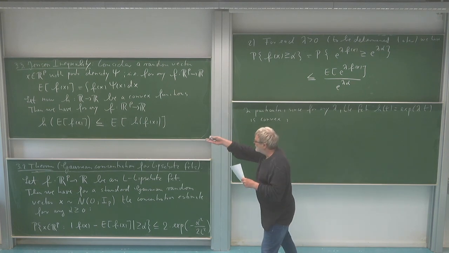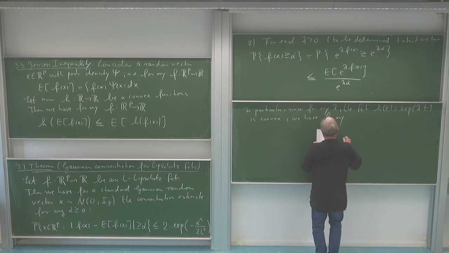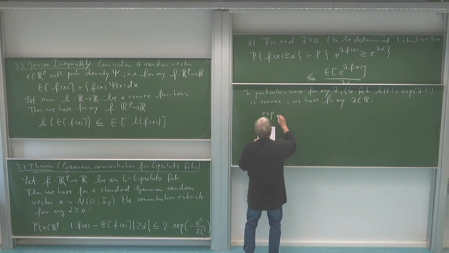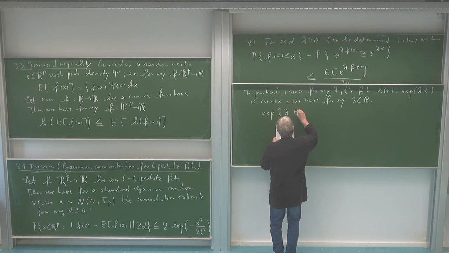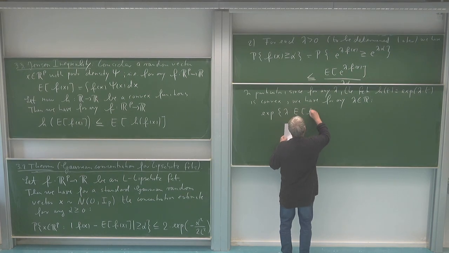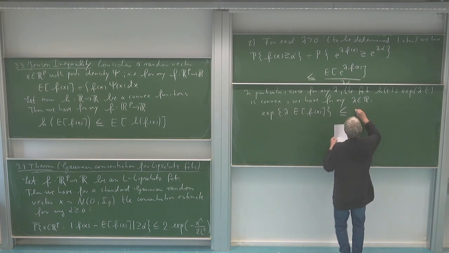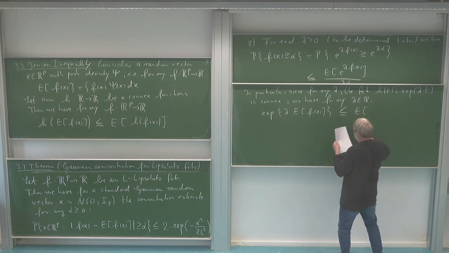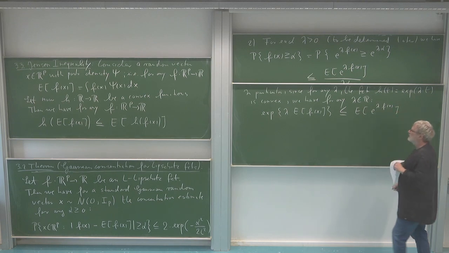So I can write this here for this exponential function. We have, for any lambda in R, that the exponent of lambda times the expected value of f of x can be estimated against taking the expected value of applying this exponential function to f of x. So it's less than the expected value of e to the lambda f of x.